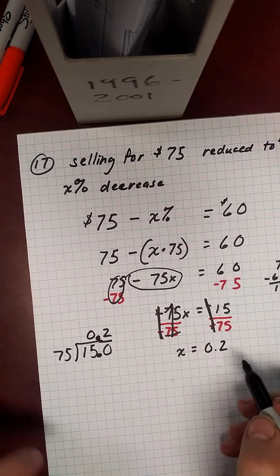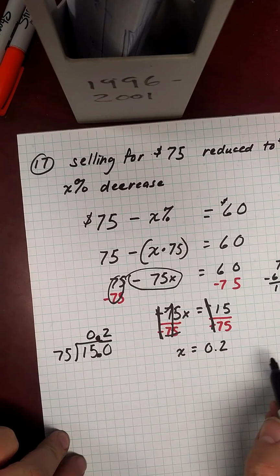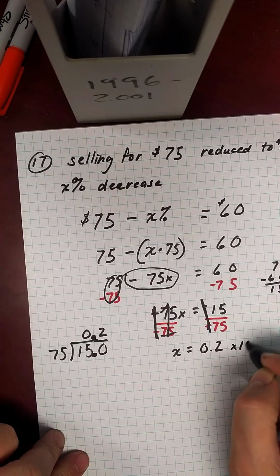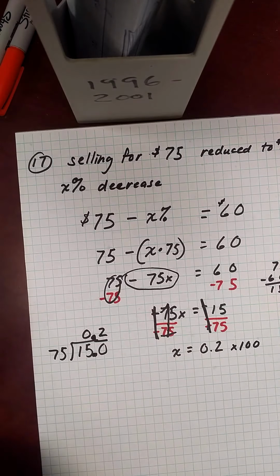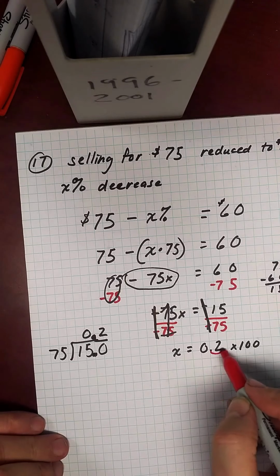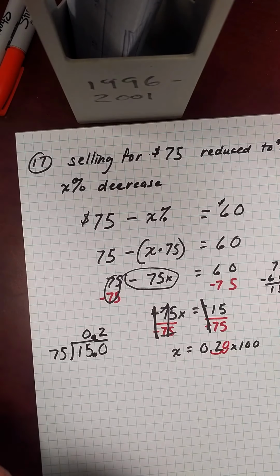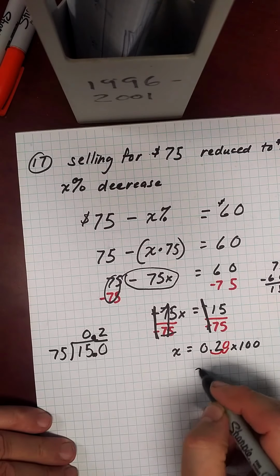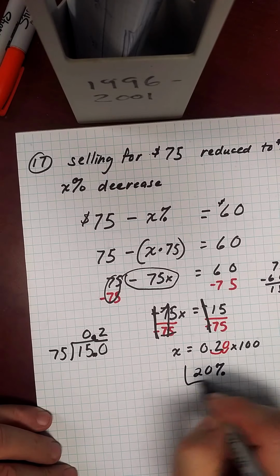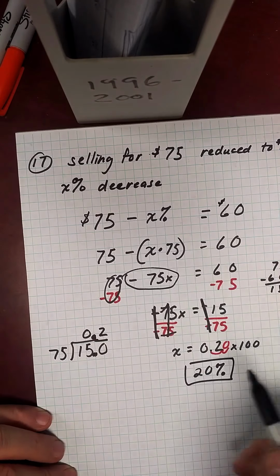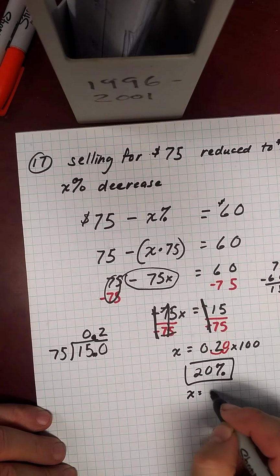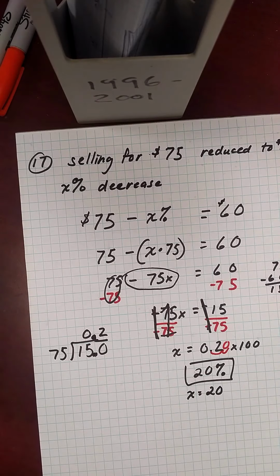So now we have to make that into a percent. To make something into a percent, we multiply it times 100. And whenever you multiply something by 100, you move your decimal point twice. So therefore, our answer is going to be 20% decrease. So x would then equal 20 for the number of percent.